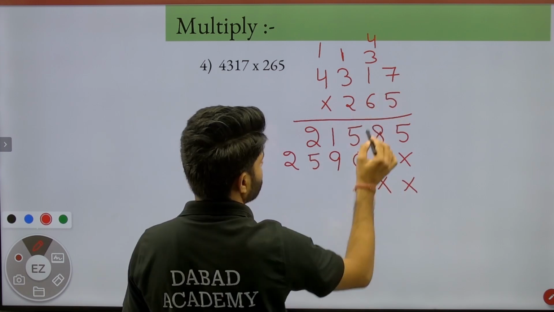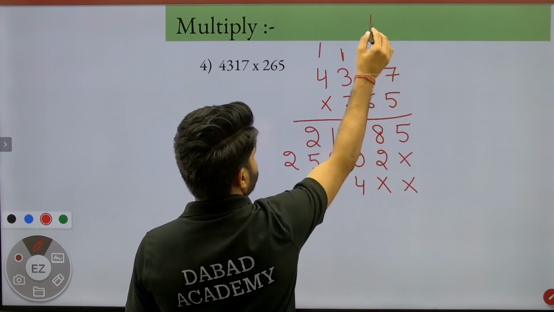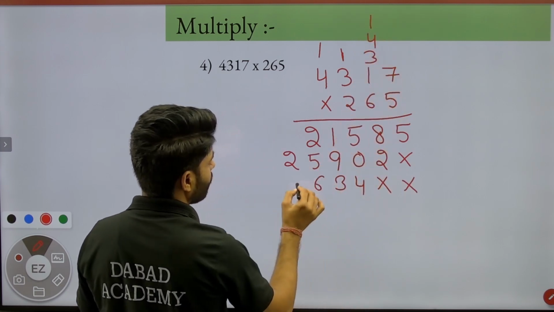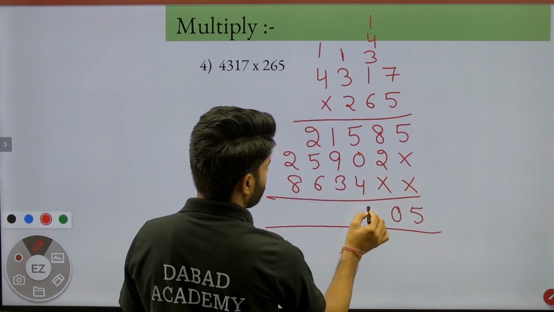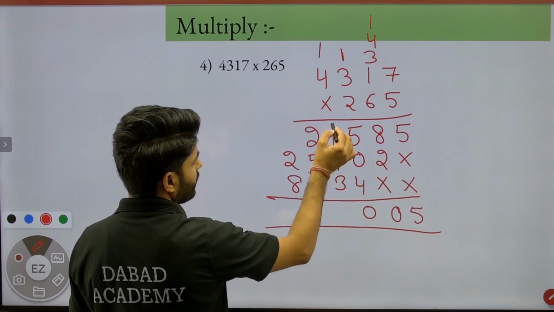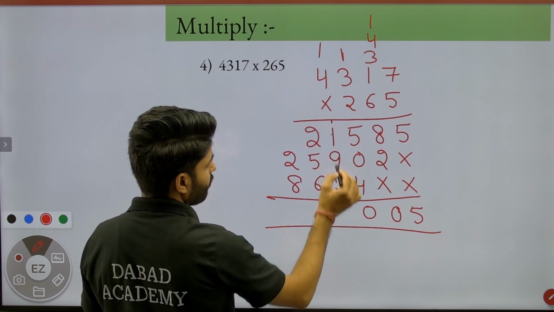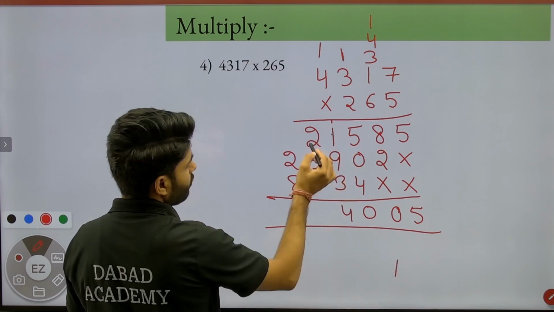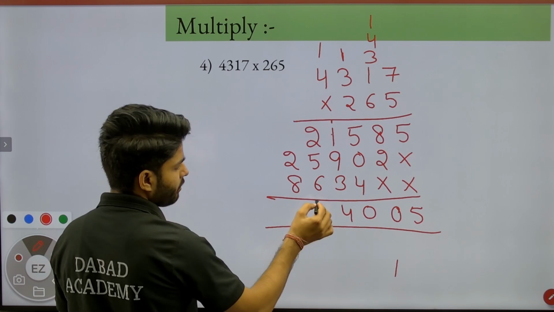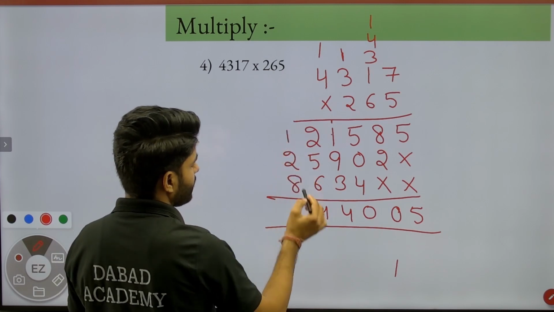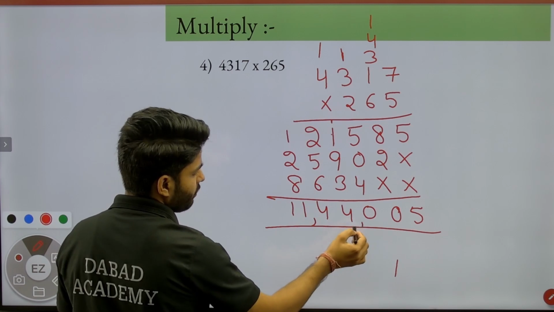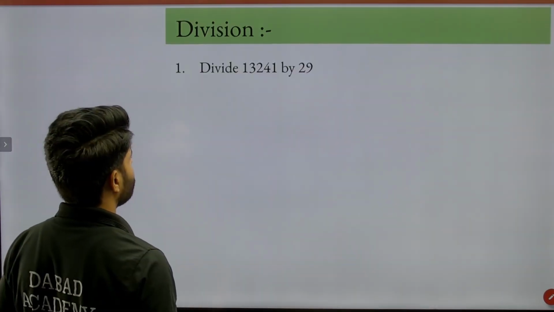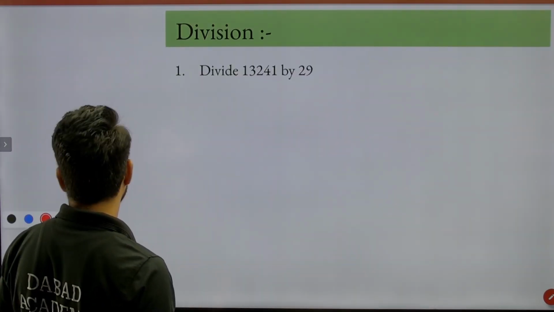Now 2 7 ja 14, carry 1. 2 1 ja 2, carry 1 is 3. 2 3 ja 6, 2 4 ja 8. Now we have to add all these. So here is 5, 8 plus 2 is 10, 9 plus carry 1 is 10. We have carry 1 here, then 1 and 9 is 10, 13 and 1 carry 14. We have carry 1, 2 5 7, 7 plus 6 is 13, carry 1 14. We have carry 1, 1 plus 3 is 8, 1 plus 2 is 3, 3 plus 8 is 11. That is 11,44,005.